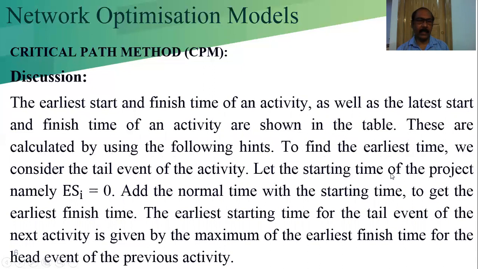To find the earliest time, we consider the tail event of the activity. Let the starting time of the project, namely ES i, with i equal to 0. Basically this is ES1 equal to 0, that is for the start event. The start event is node number and event number 1. With this we add the normal time of the activity to the starting time to get the earliest finish time.